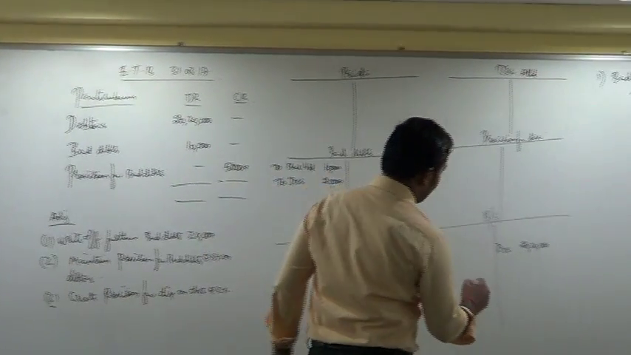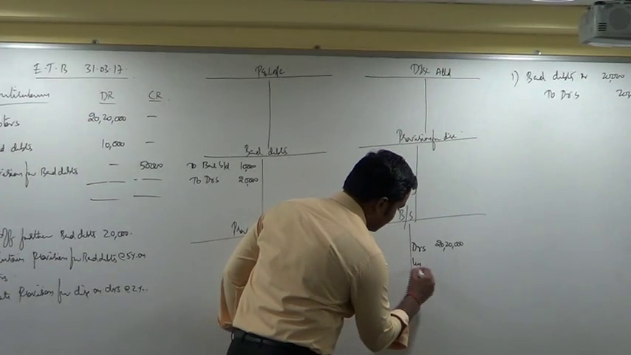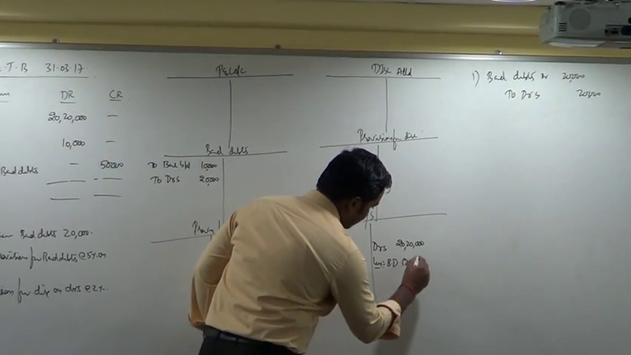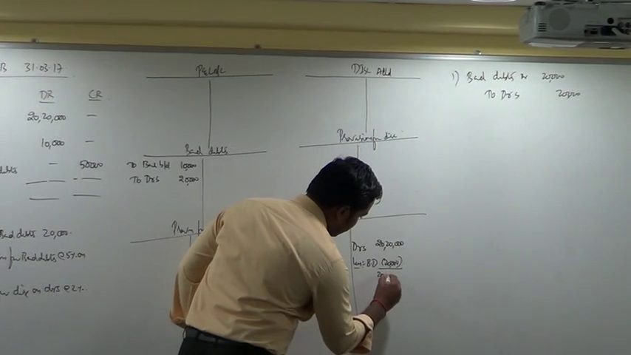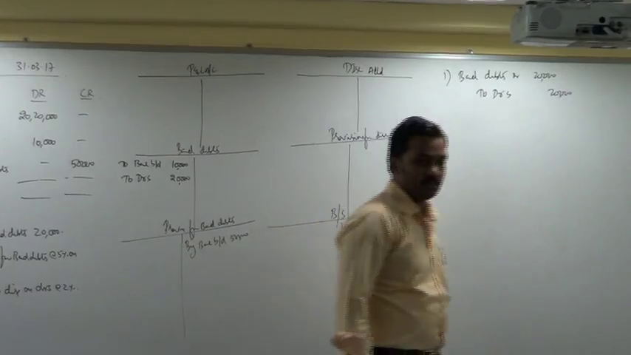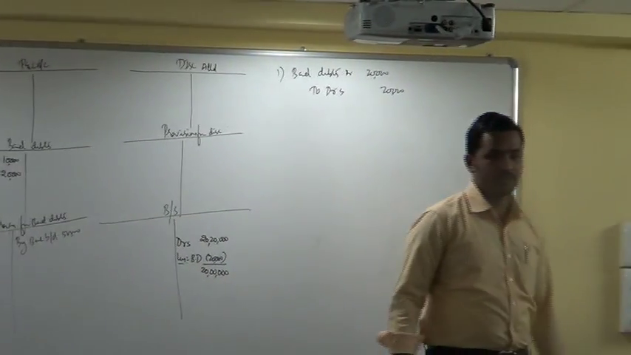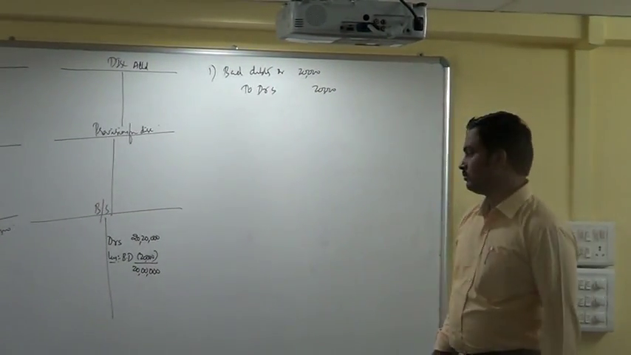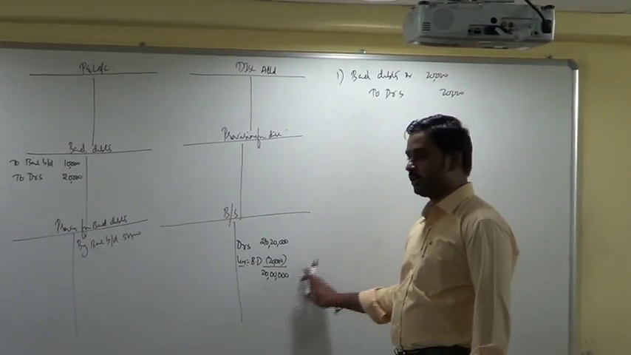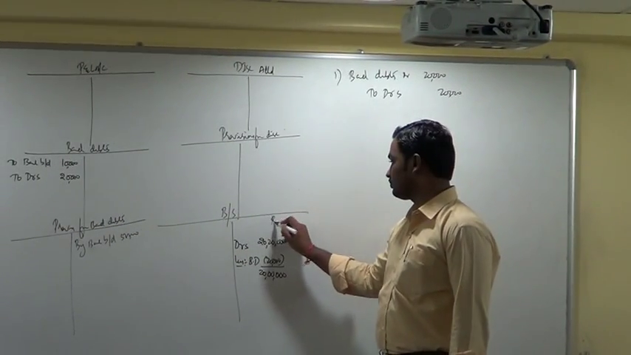So go to balance sheet, you will write less bad debts 20,000. Balance in the inner column only. Don't write in the outer column. You can have some more adjustments. Don't write in the outer column. We are writing it in the inner column.